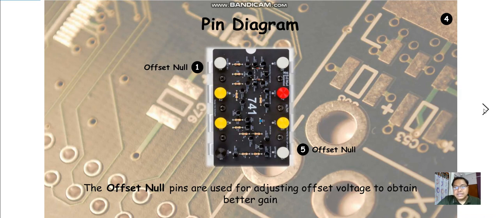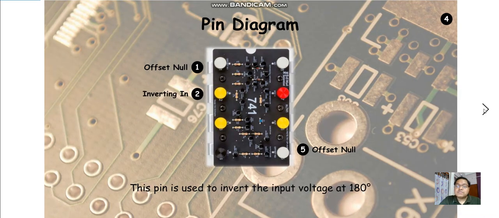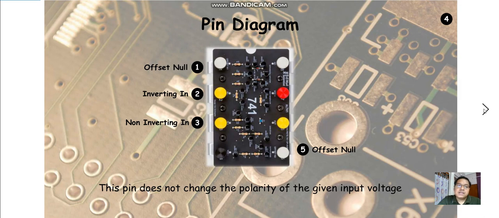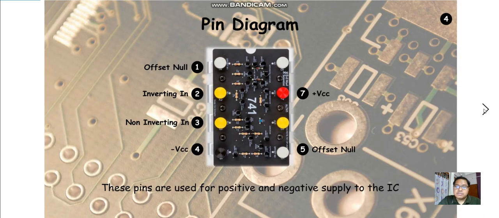Let us discuss the pin diagram. In this diagram, we can see that there are mainly 8 pins, where pin number 1 and pin number 5 are offset null. These pins are used for adjusting the offset voltage to obtain better gain. Pin number 2 is the inverting input. By its name, we can have an idea that inverting operations are performed by the inverting input. Pin number 3 is the non-inverting input. It performs just the opposite of pin number 2.